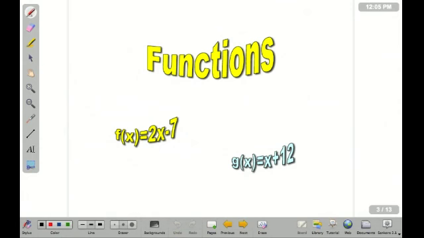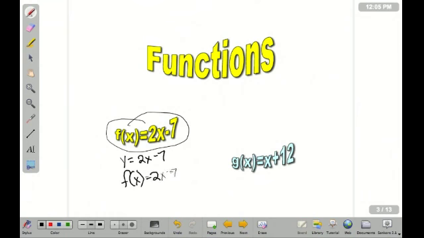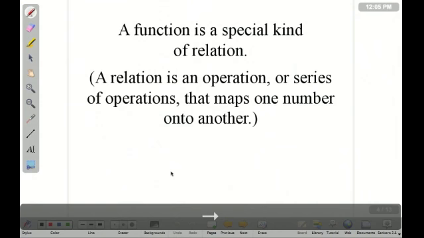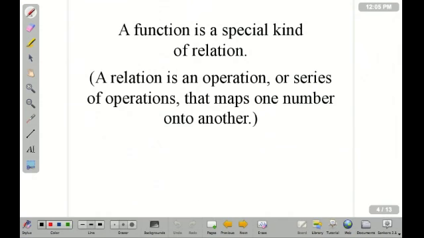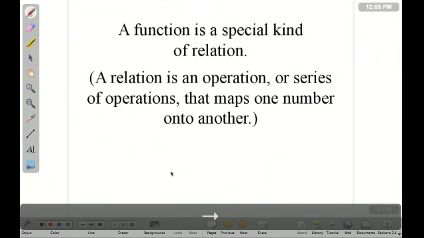A function is a specific type of problem that is actually called functional notation, where instead of using y equals 2x minus 7, they use f of x equals 2x minus 7. Now, a function is a special kind of relation. A relation is an operation or series of operations that maps one number onto another.